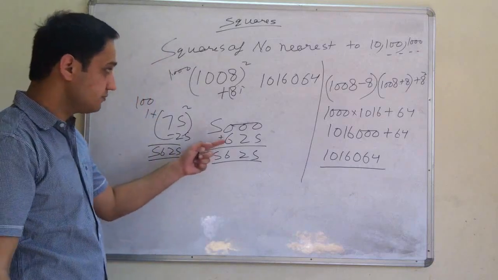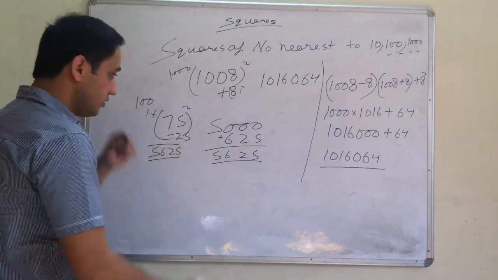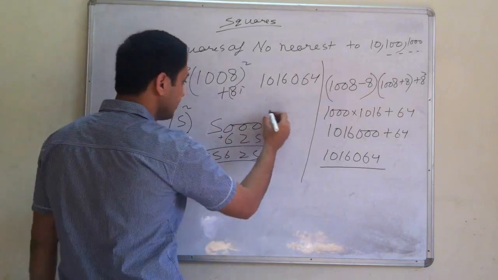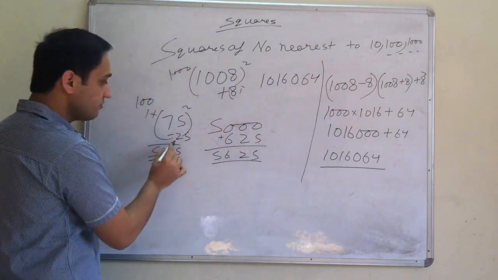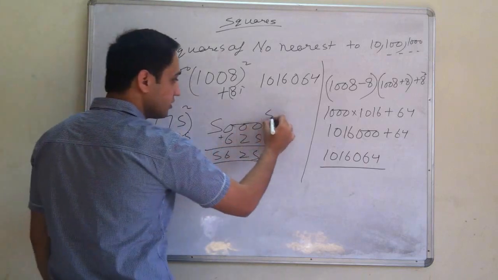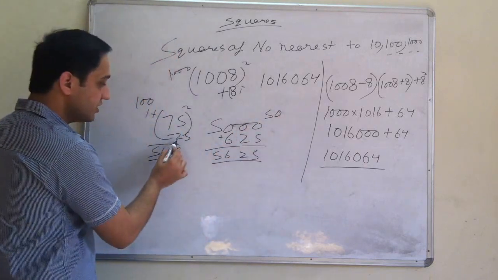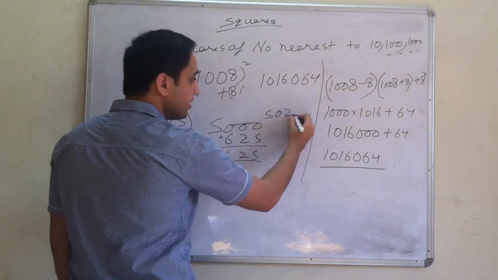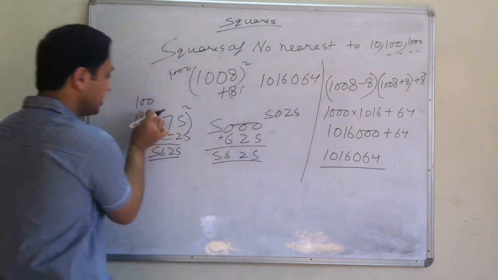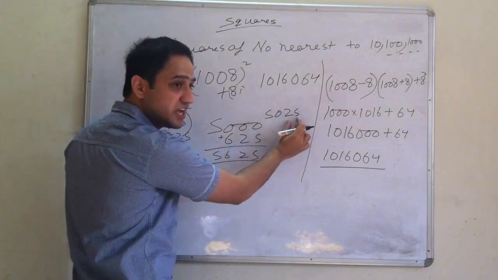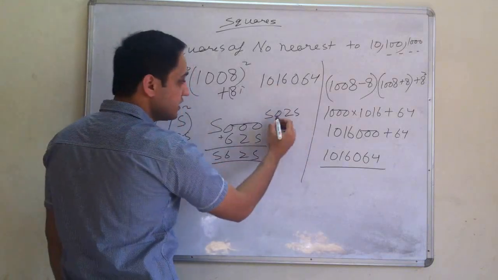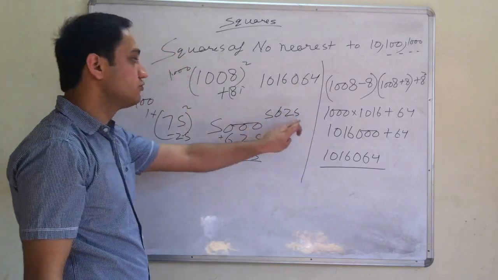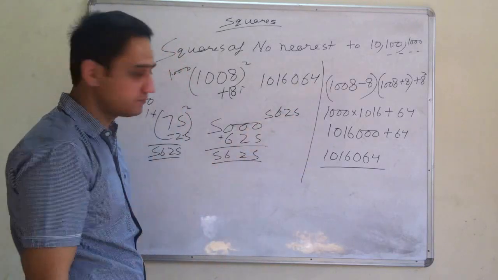If you can remember all this in your head, then you can directly say 75 minus 25 is 50. What will be the last digits is 25 square, which is 625. So 25 will come here because you have taken 100 as a base, so you can only take 2 digits here. So 6 will be carried forward. So 6 you will add to 0. So the answer is 5625. This is your answer.